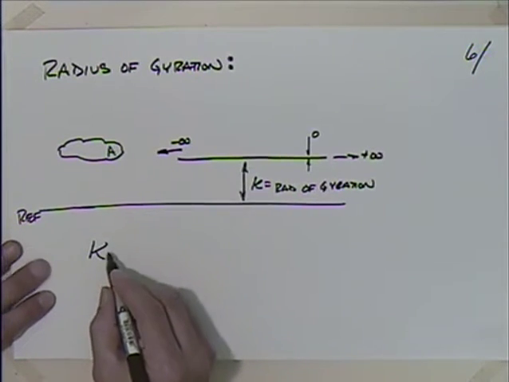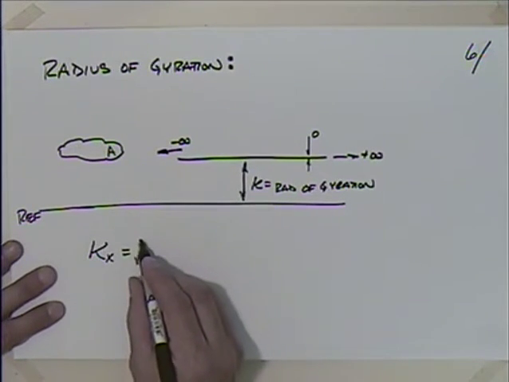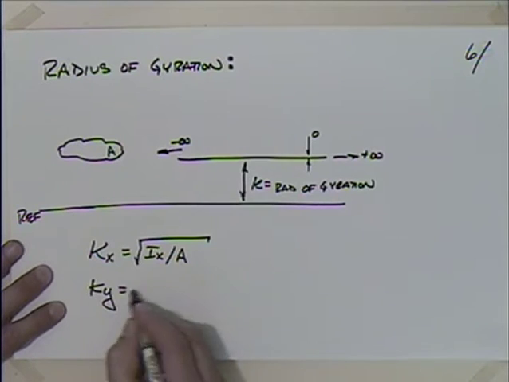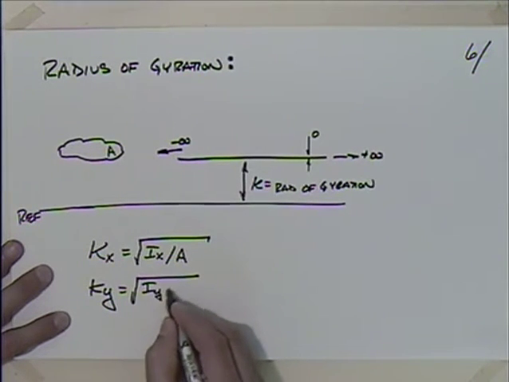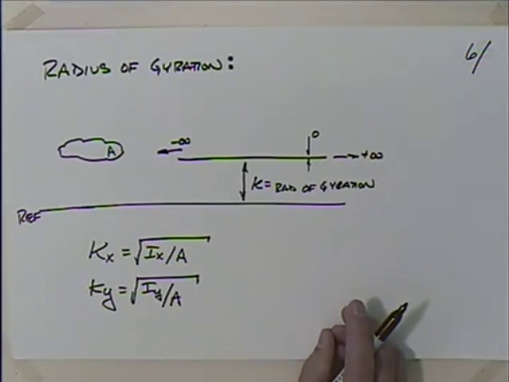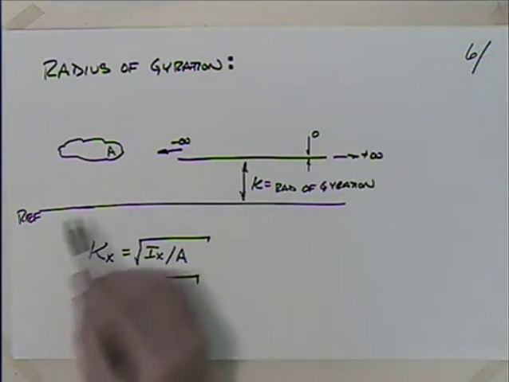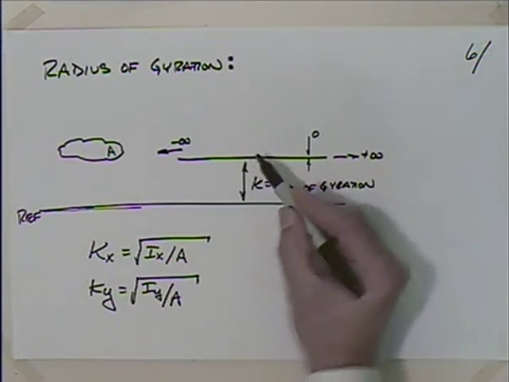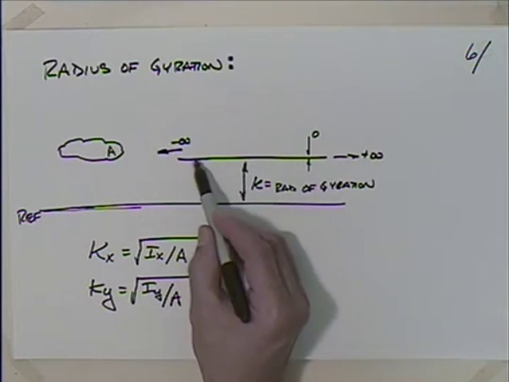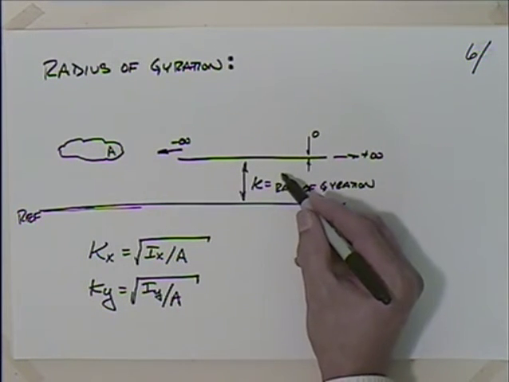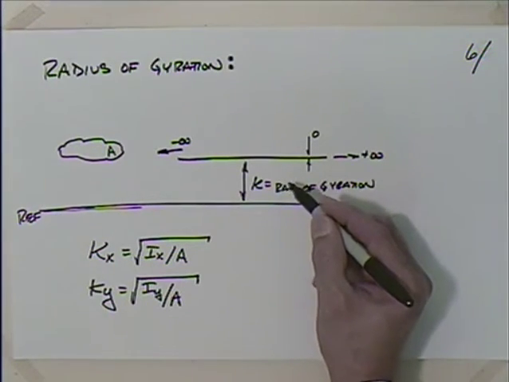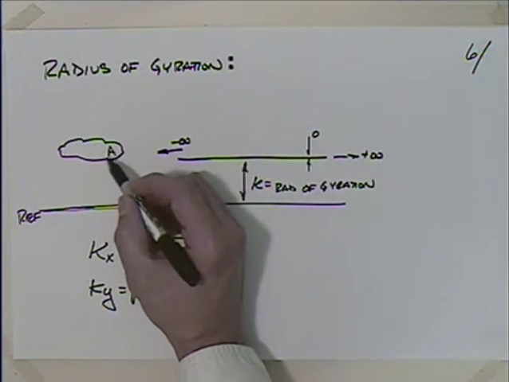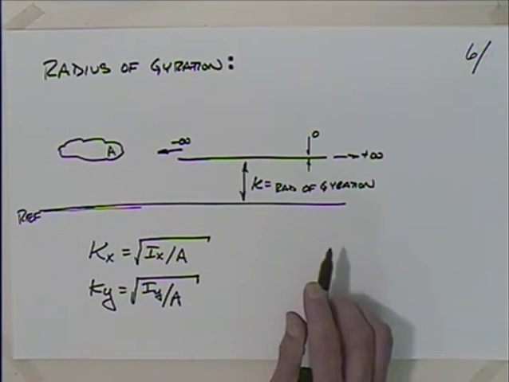So we could say k_x would be equal to the square root of I_x over A, or k_y would be equal to the square root of I_y over A. Essentially what this tells you is, if you have this body some distance from your reference, the radius of gyration is the distance from your reference that you could concentrate this area in an infinitesimally thin line and have the same area moment of inertia. Now you can also do this with mass moment of inertia. You're just going to take I and divide by the mass, and instead of distributing the area on this, you're going to distribute the mass like this.